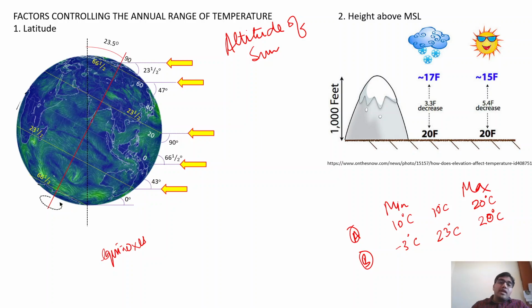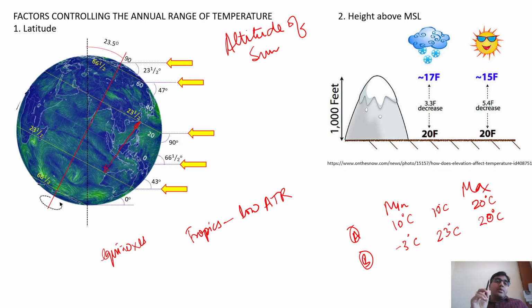So the equatorial or the tropical region has an extremely low annual temperature range. This you should know: from 23 and a half, that is Tropic of Cancer, to Tropic of Capricorn, the tropics have a low annual temperature range. Why? Because the constant heating of these areas does not allow the temperature to fall much. It can rise, but it does not fall much, so their ATR is very low.